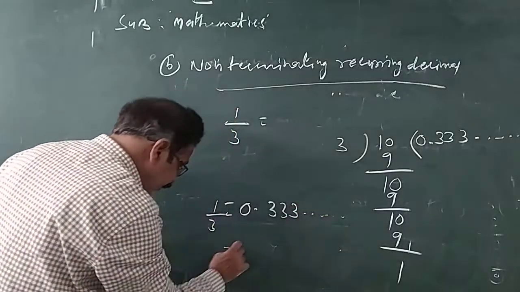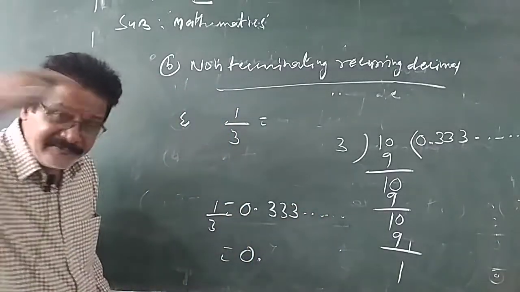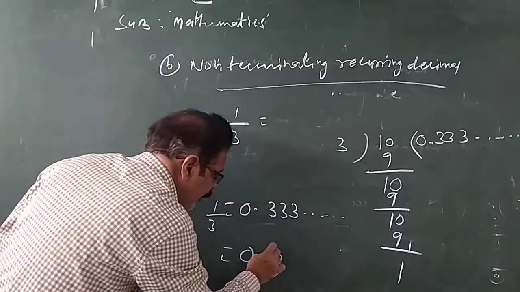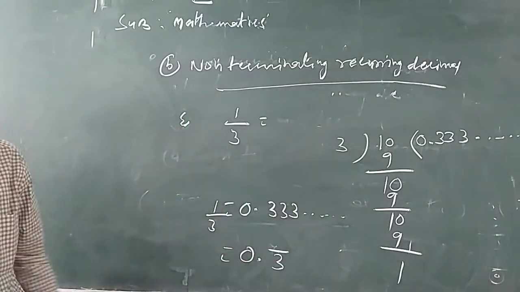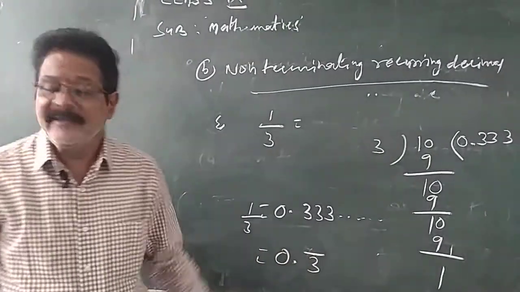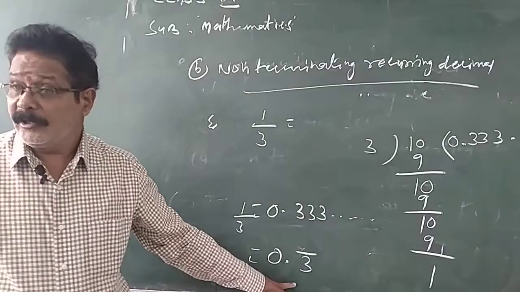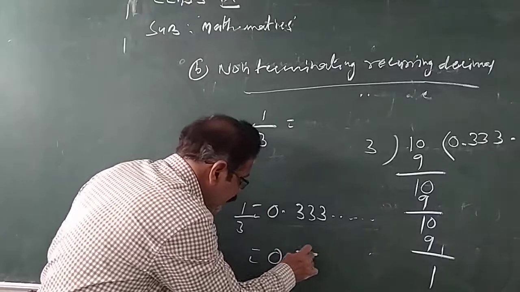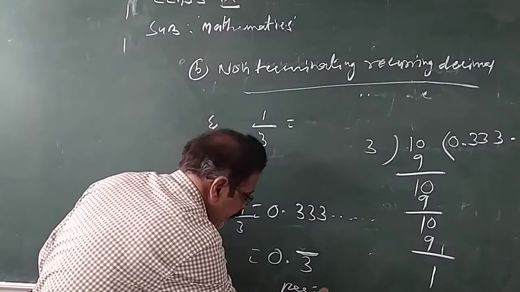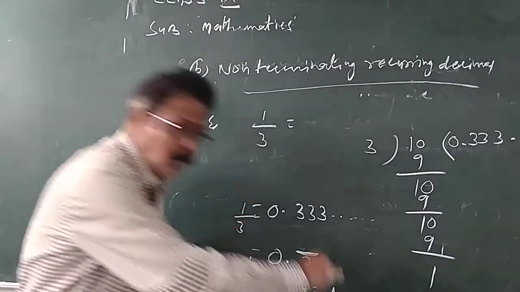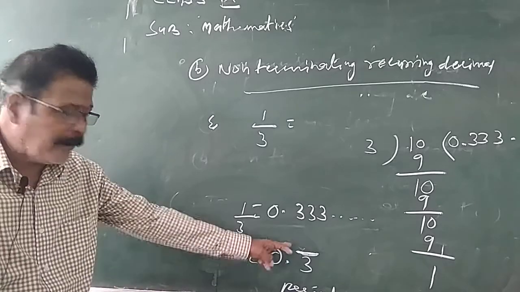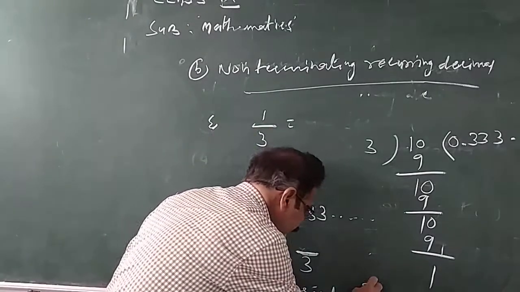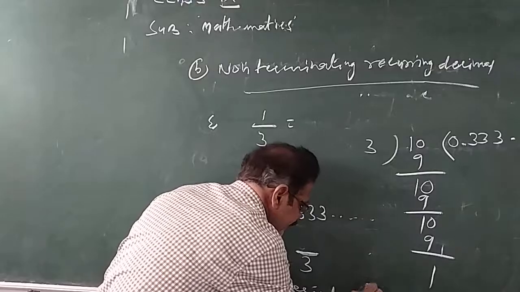0.333333. So the digit after the decimal which repeats, over that we keep a bar: 0.3 with a bar. This is called a non-terminating repeating decimal. The bar part is called the period. So the digits present in the bar part are called the period. Period is 3.